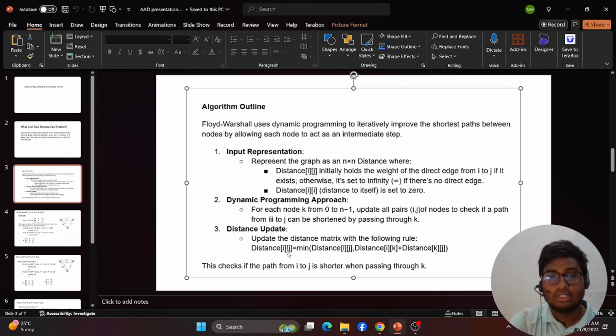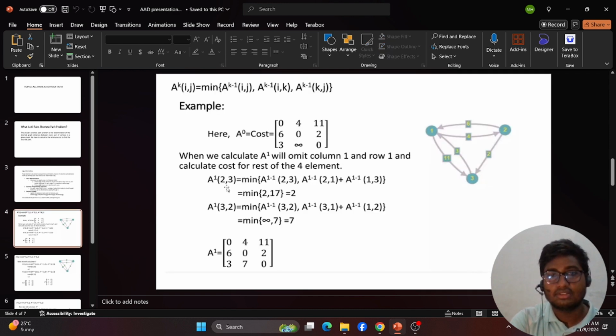Now we try to explain all pair shortest path with an example. We have a graph with 3 vertices, and first of all we calculate the A0 matrix. We set the diagonal values to 0, and we check 1 to 2 and 1 to 3 if there is any directed edge. So we set the weights of these values in the matrix.